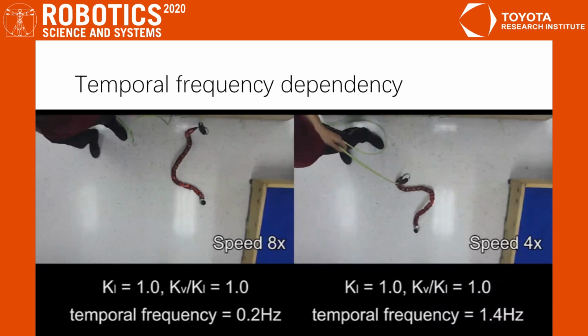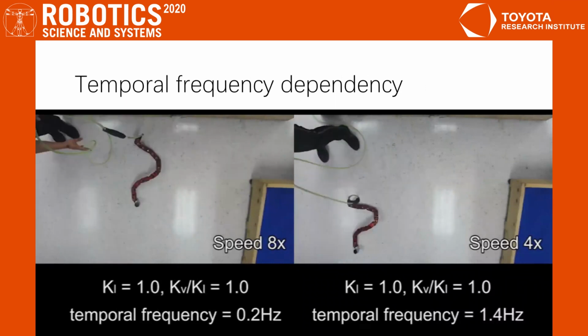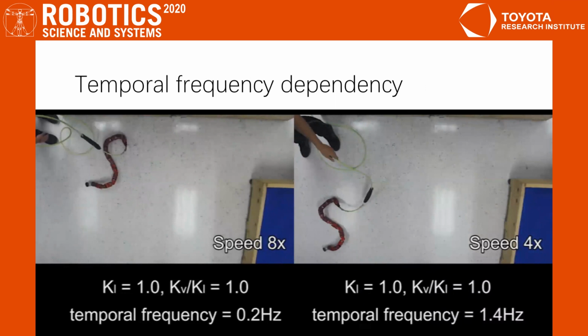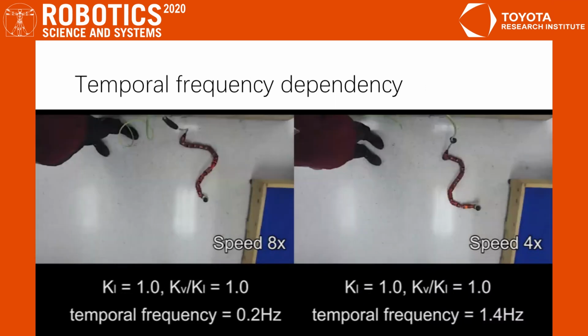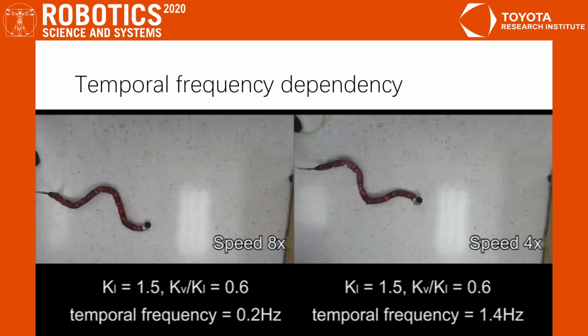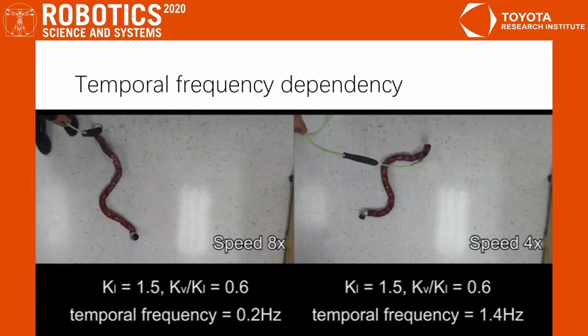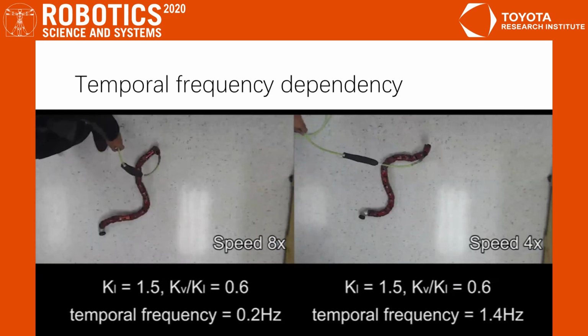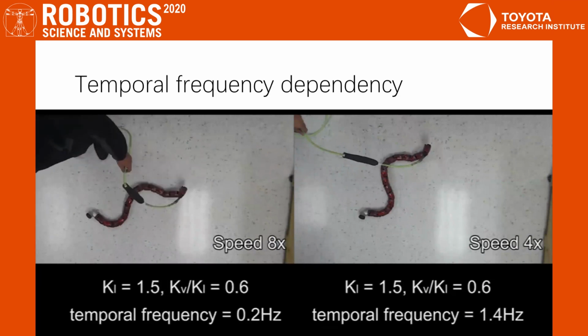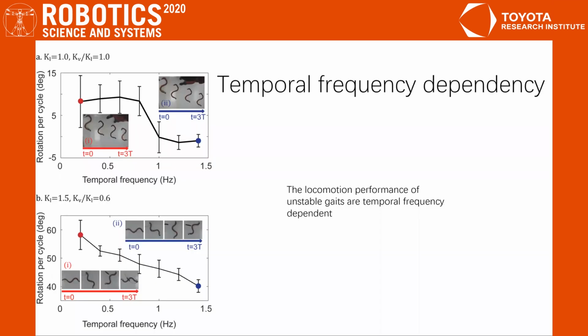As expected, experiments suggested that at high temporal frequency, the emerged turning behavior vanished and the robot has pure translation. Similarly, for the frequency turning gait, the locomotion performance is significantly different for gaits implemented at high temporal frequency and low temporal frequency. We measure the turning angle per cycle, and we observe that this turning angle per cycle is temporal frequency dependent in both Sidewinder gait and frequency turning gaits.